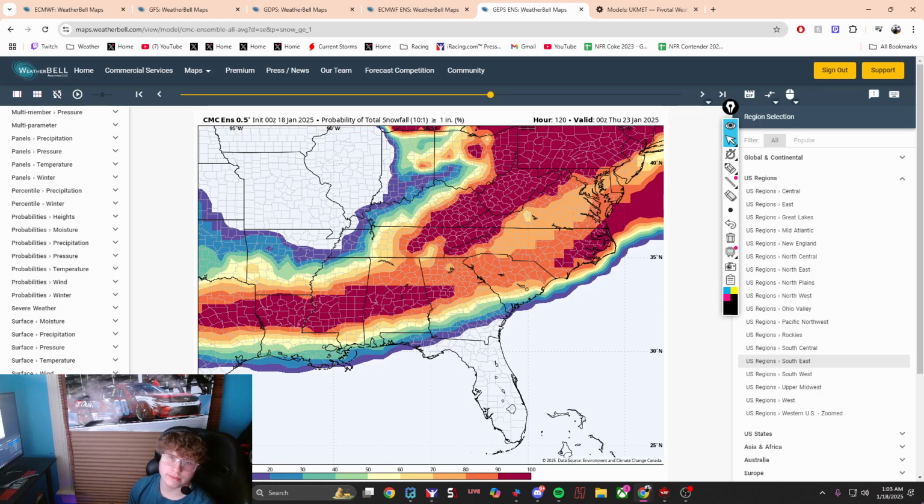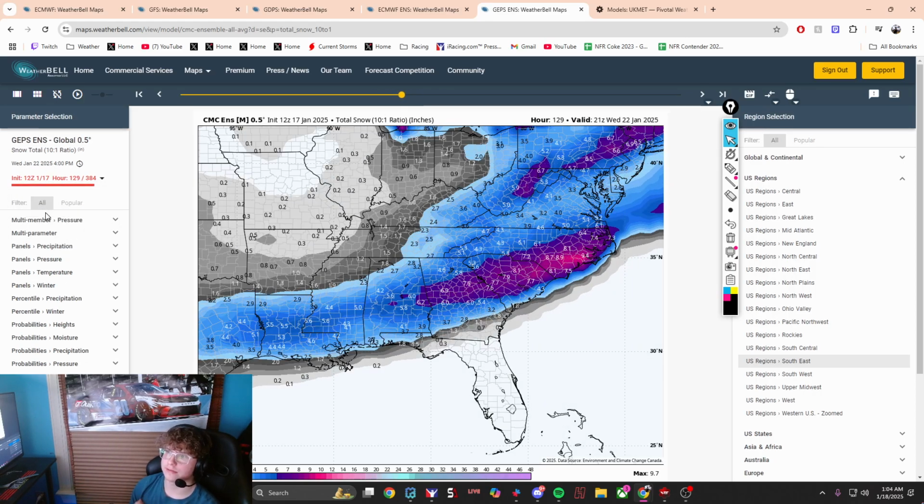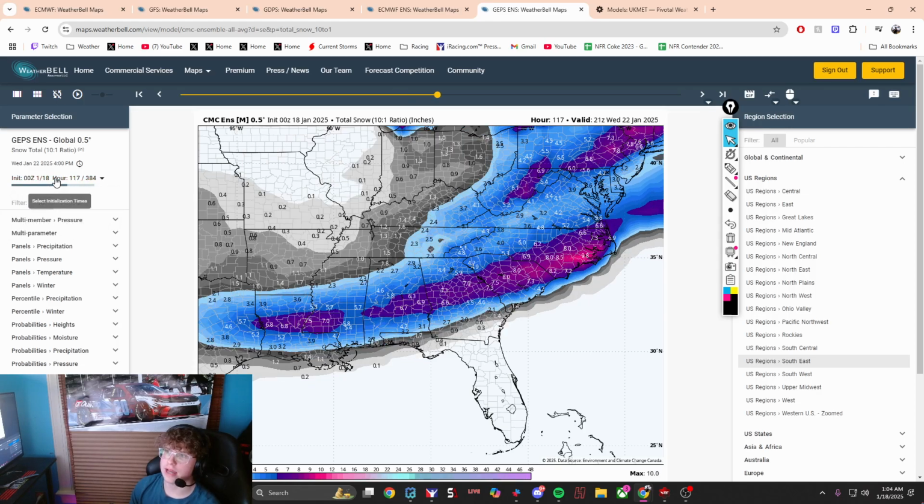Another thing I like to look at is snowfall totals through all 50 members. So this factors in each member. So it is high. And it's been like this. It's actually got even higher. Last run, this run, it's higher. So that's something to look at.